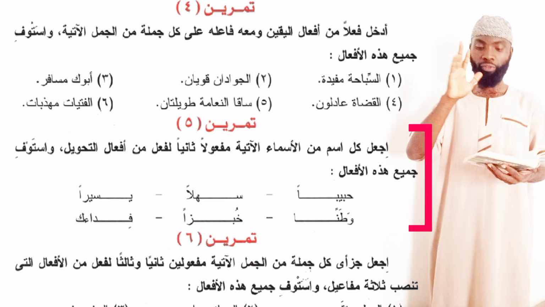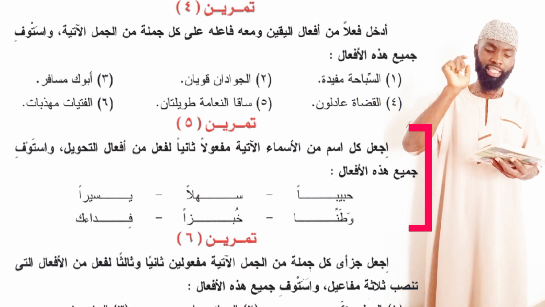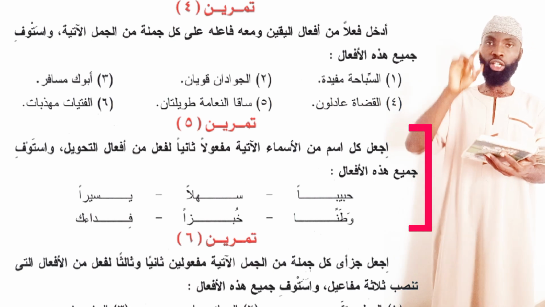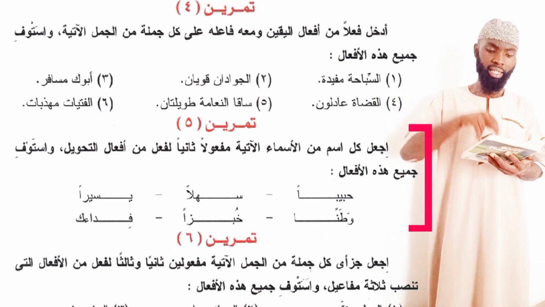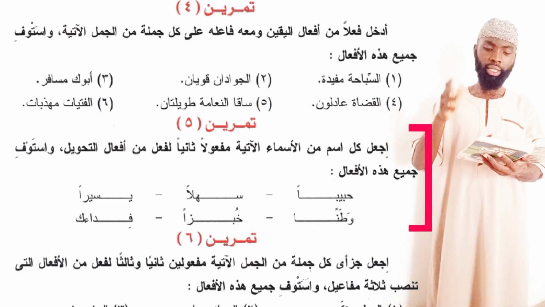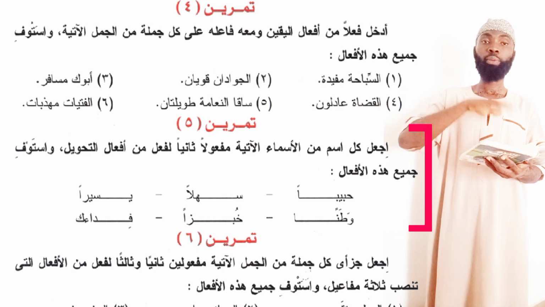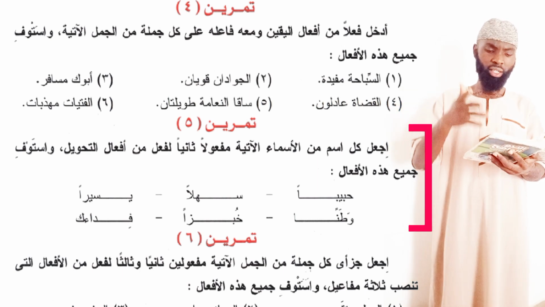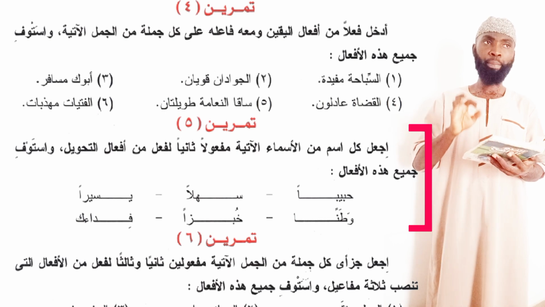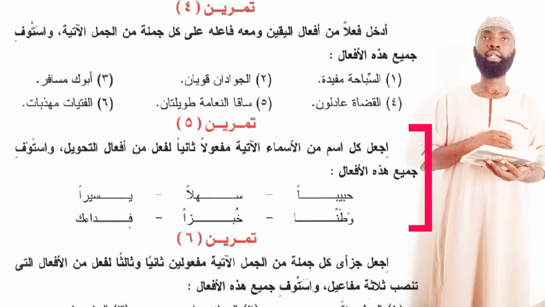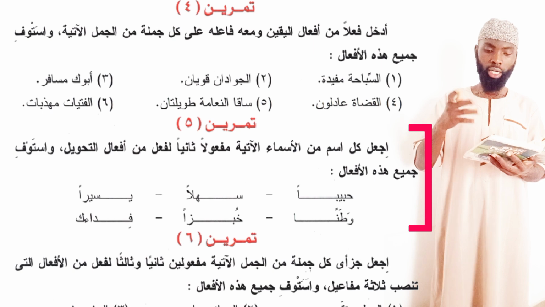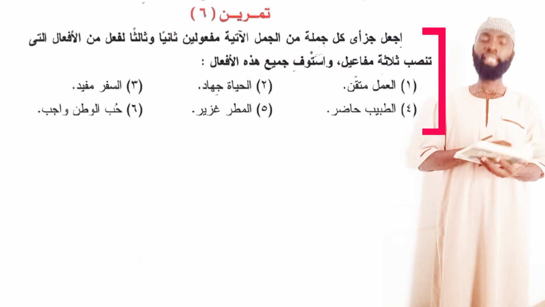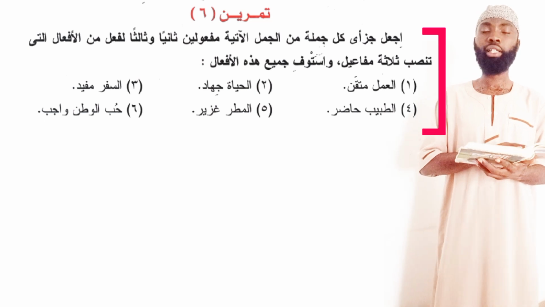Tamrin number 5, it says ij'al kulla ismin min al-asma'il atiya. All of the following nouns, you are to make them as the second object لِفِعْلٍ مِنْ أَفْعَالِ التَّحْوِيلِ, for a verb among the verbs of tahwil, like the word sayyara, and the rest of them. Here we have habiban. I can simply say ittakhaztu muhammadan habiban. MashaAllah.